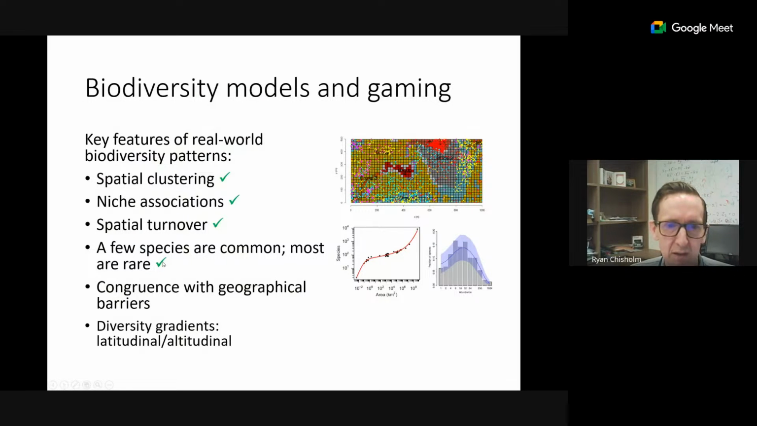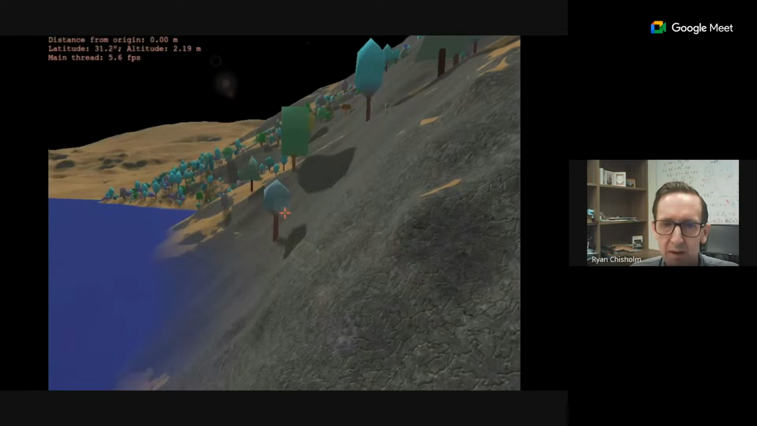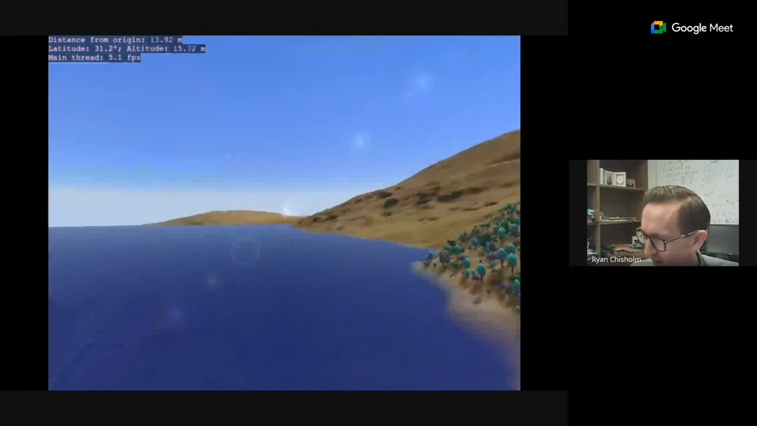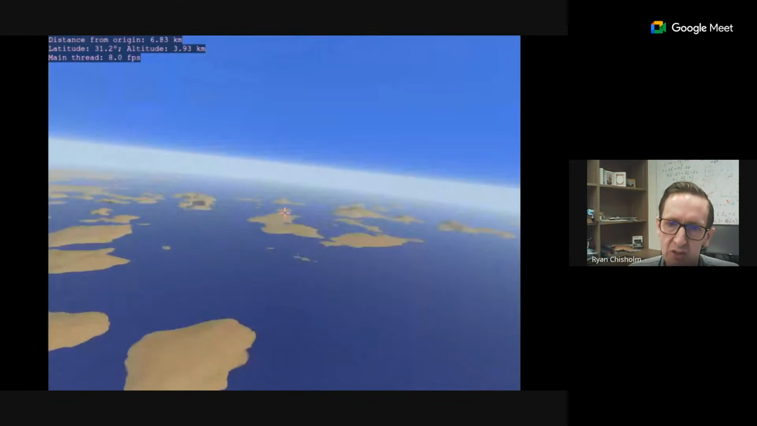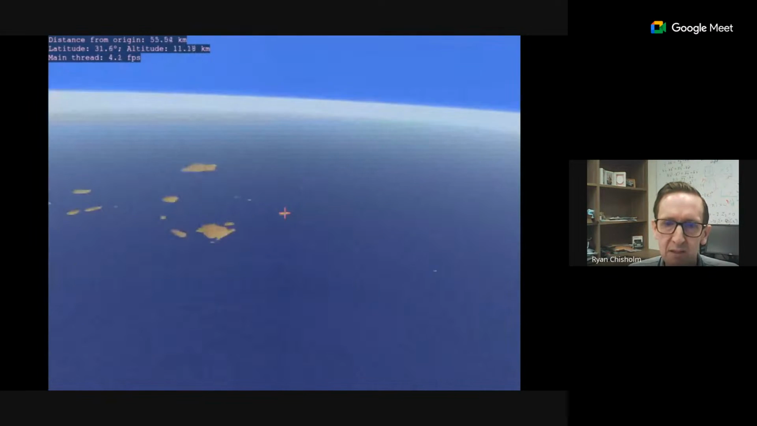We get the spatial turnover and we get the skewed species abundance distribution. But now I want to look at the congruence of geographical barriers. So I'm going to take a trip in the opposite direction here. I'm going to go out across the ocean to this island, and I'm traveling a shorter distance now.